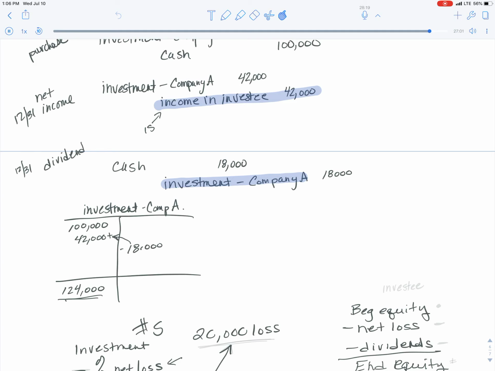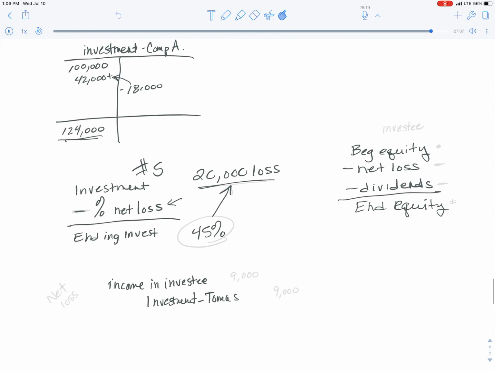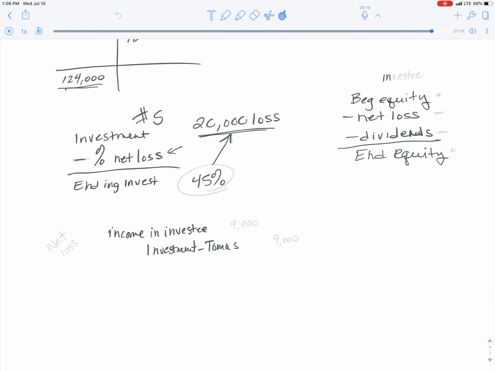Now, one little thing you want to make sure of is that when your company has a loss, this still works the same way. So investee over here would start with beginning equity, subtract a net loss instead of adding net income, subtract dividends, and then you have your ending equity. Well, on the investment side, we would just subtract our percentage of net loss instead of adding net income, and it works out to be the same.